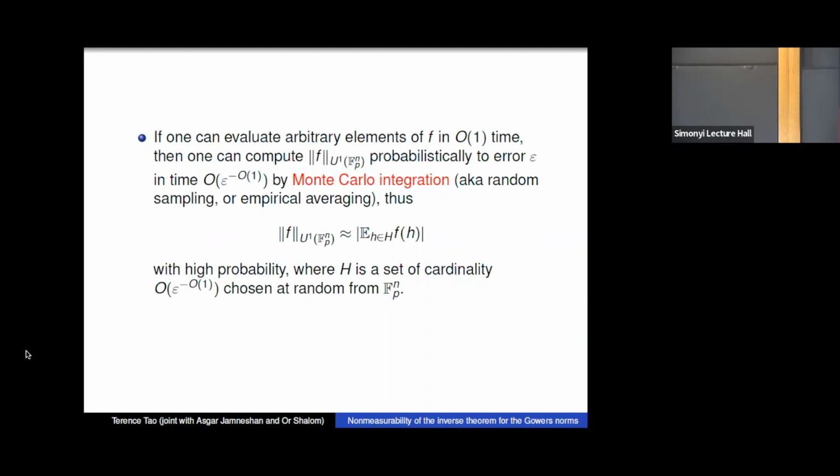You just pick a random subset of F_p^n, sample f at a random number of points, and take the average. This will tell you that with high probability it will converge to your mean. So if you want to compute this expression to error epsilon with failure probability epsilon, you just need to sample some polynomial number of sample points, and you can get this mean quickly.